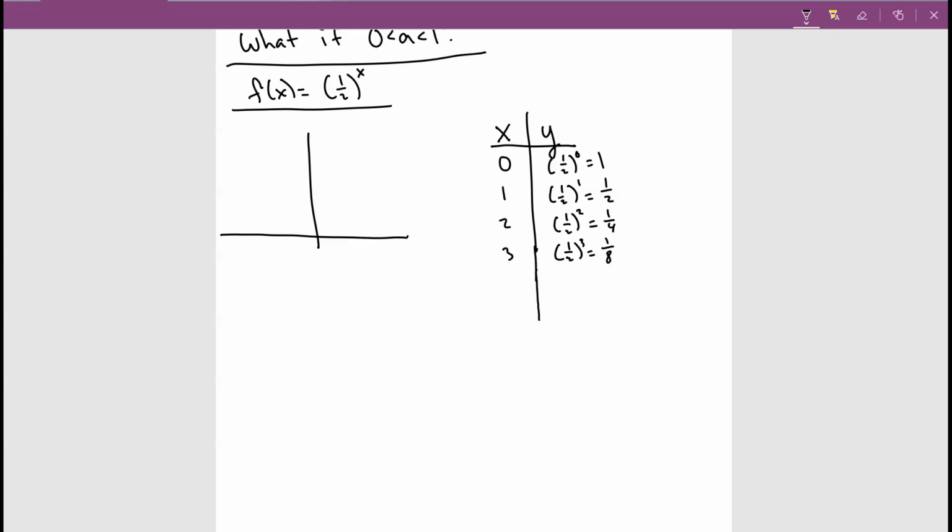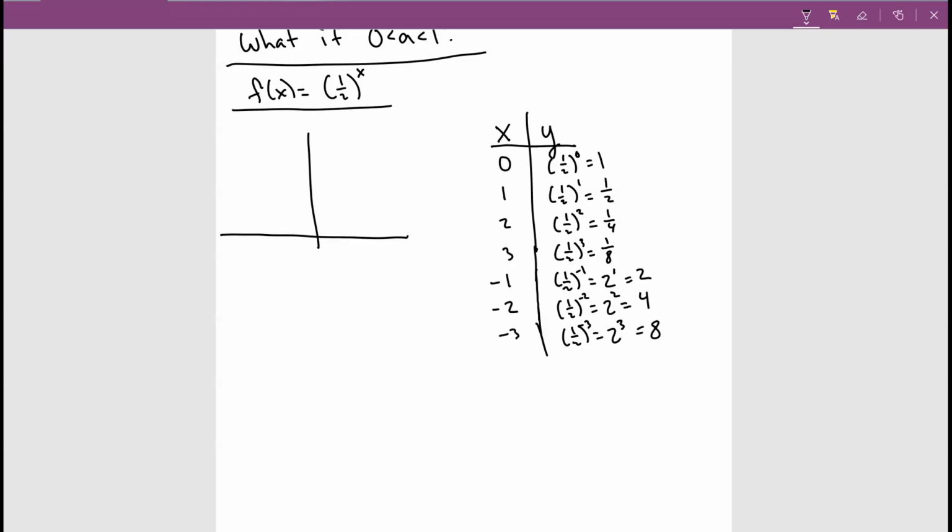Now let's plug in some negative numbers. When I plug in negative 1, I'm going to have 1/2 to the negative 1. The negative just flips it, so it's 2 to the 1st power, which is just 2. If I have negative 2, that's 1/2 to the negative 2 power. It'll flip the fraction, so it's 2 squared, which gives me 4. Negative 3, same exact thing, so you have 2 cubed, which gives me 8.